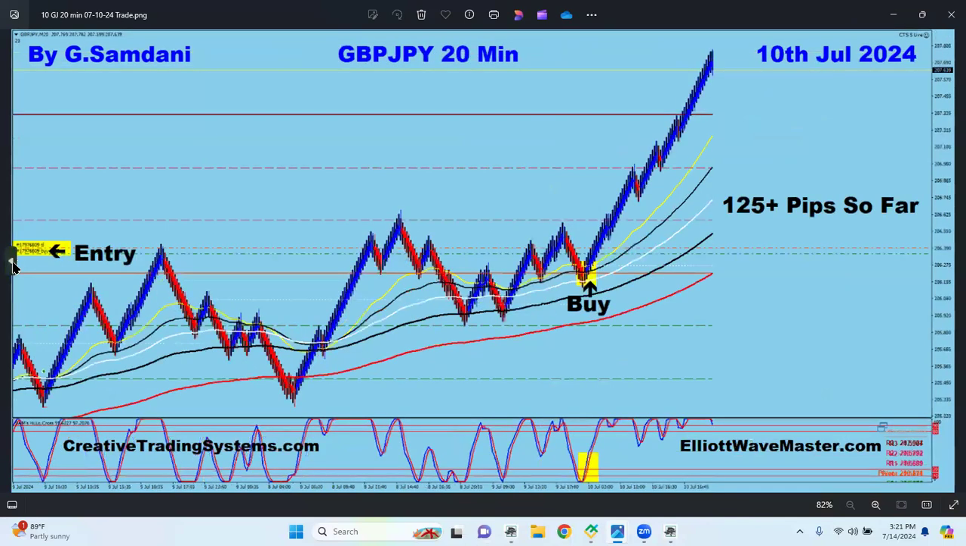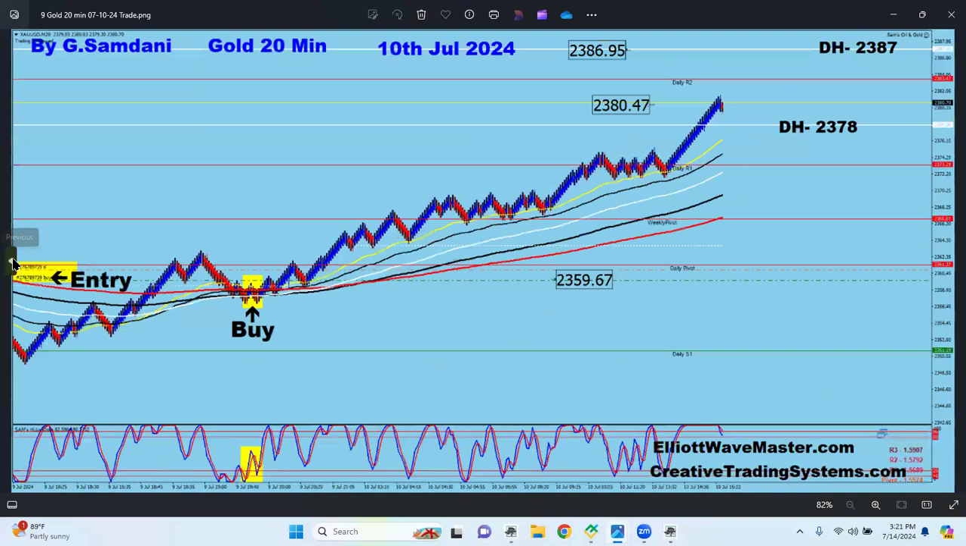So I closed the trade. This is again pound yen, 125 pip. And then this is gold, taking all the way here. Every time it is going down, a lot of people will close, thinking that it's going to come down.